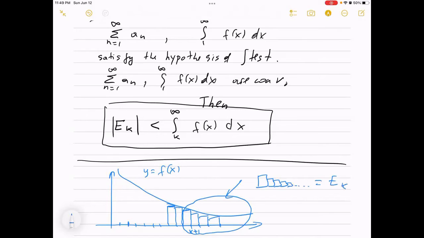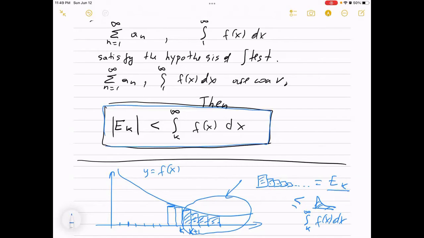And you see the rectangles will be less than or equal to that area under the curve. And the area under the curve can be calculated by the integral from k to infinity of f of x dx, because that's k plus 1 if k plus 1 is here when k is here. So these rectangles together will give us the error. They will be smaller than the area under the curve. And we conclude that the area under the curve can be calculated by the integral. So that's the conclusion of the error estimate using the integral test.